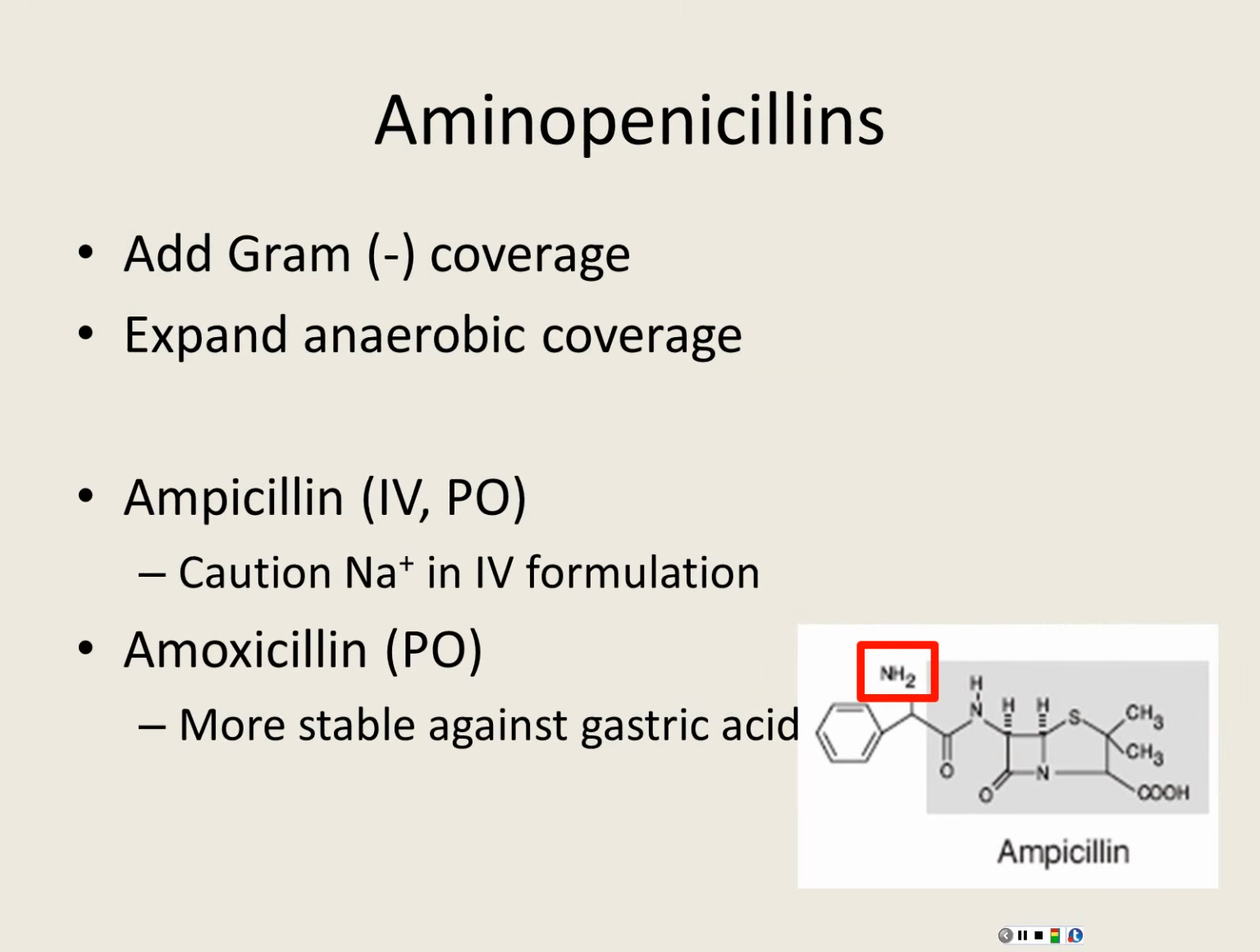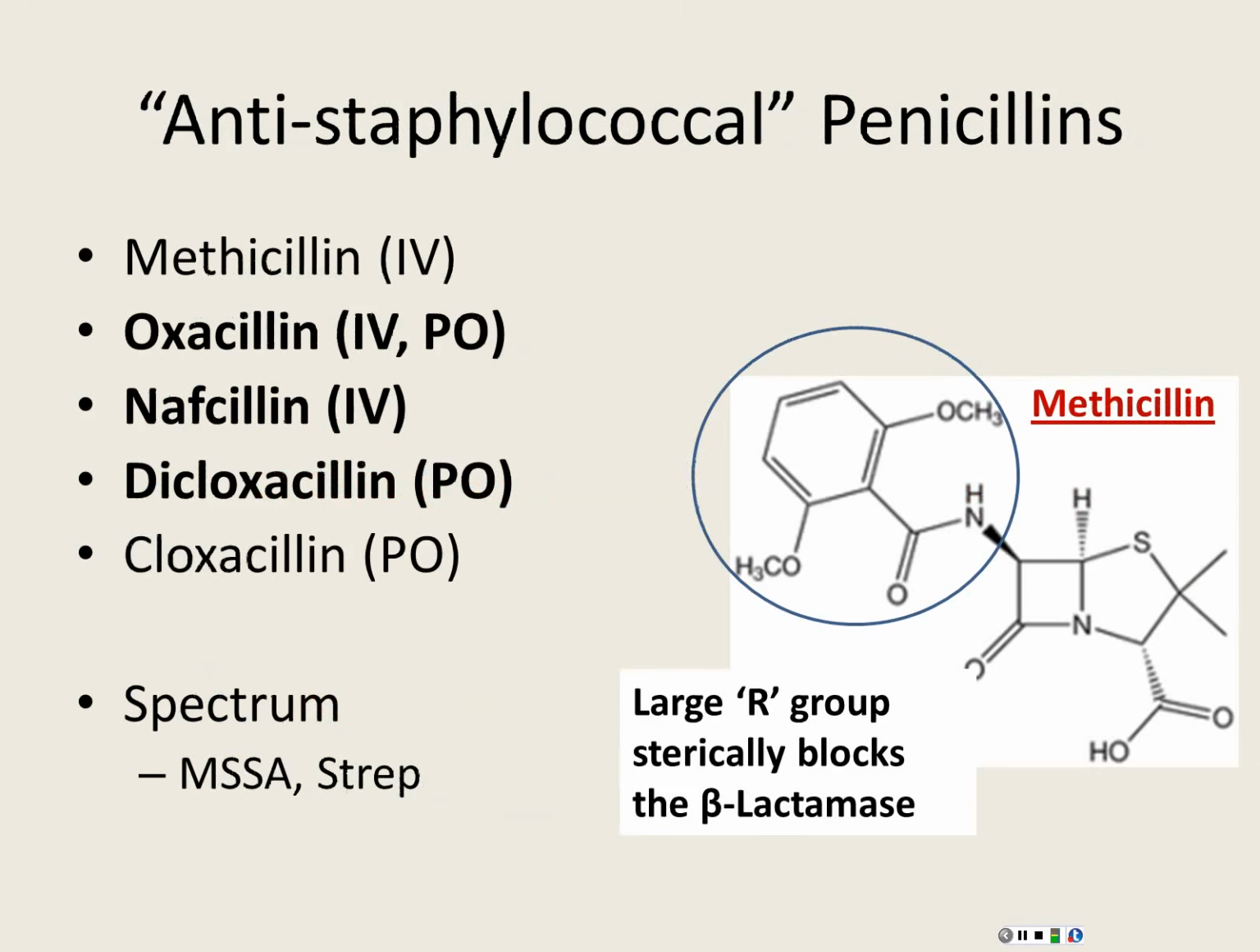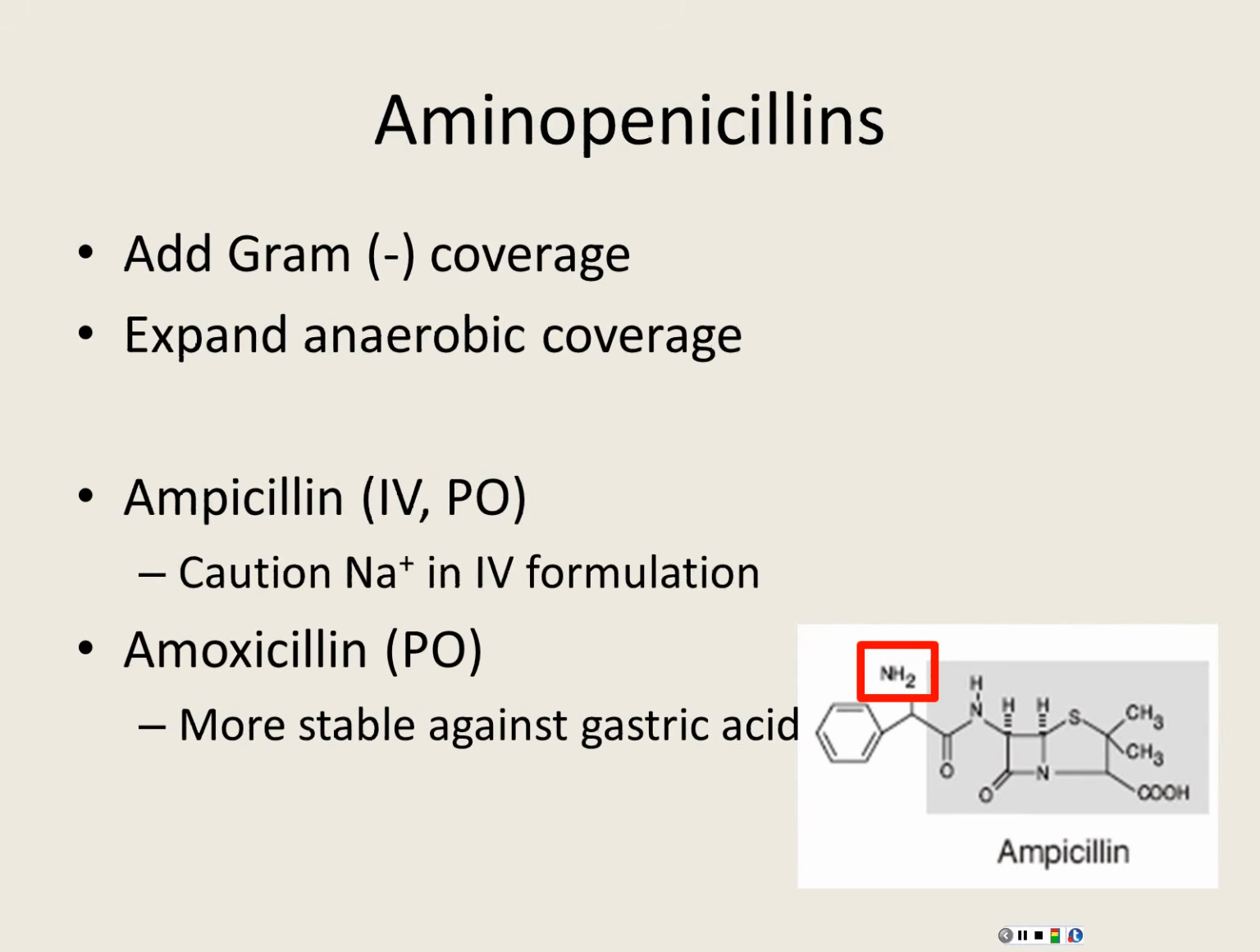Now we're going to take that curve, and I'm just going to go back 2 slides. Now we're going to take the curve up toward the aminopenicillins. And so again, what we really gain here is gram-negative coverage that penicillin really didn't have in the first place, and expanded anaerobic coverage. The 2 agents in this class are ampicillin and amoxicillin. Ampicillin is available IV and PO, and amoxicillin is available PO. And some important things about those 2 drugs. The ampicillin IV product has quite a bit of sodium, so make sure you're taking that into account in your sodium-restricted patients. And amoxicillin PO was developed to be more stable against gastric acid.